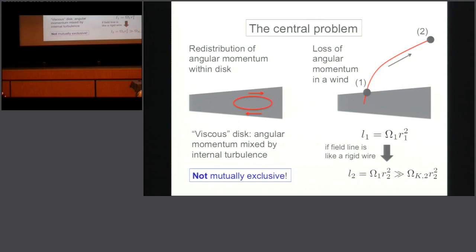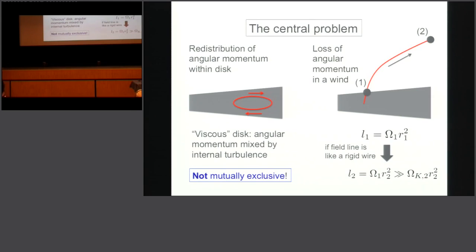So how can we allow angular momentum to be either lost or redistributed in order to be accreted? And for a long time, there's basically been two separate models for how that might happen. So the first model is one which treats the disk itself as being basically an isolated object, and all the action we're interested in takes place within the disk gas itself.